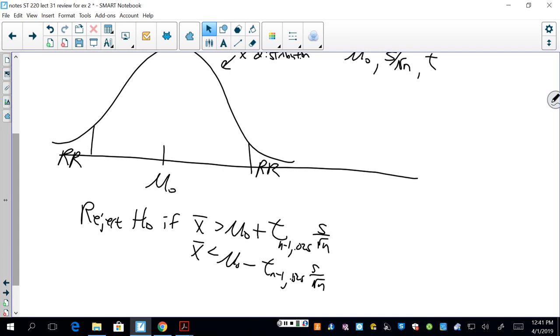And then alpha, we choose it. We choose 0.05. That determines the rejection region. Yeah, that's your confidence interval. Yeah, that's the width of the confidence interval.